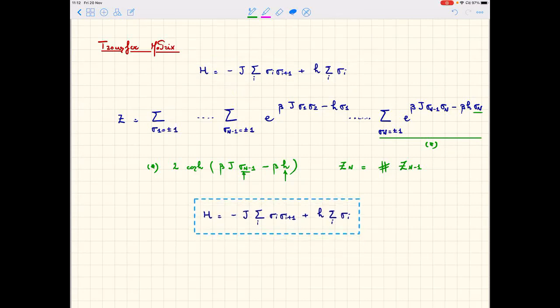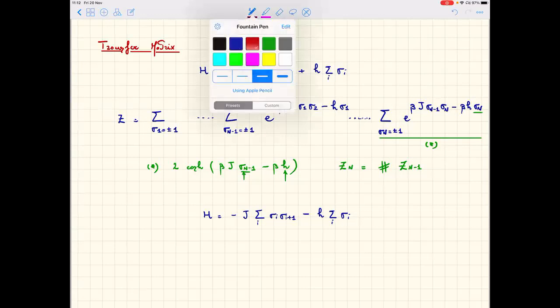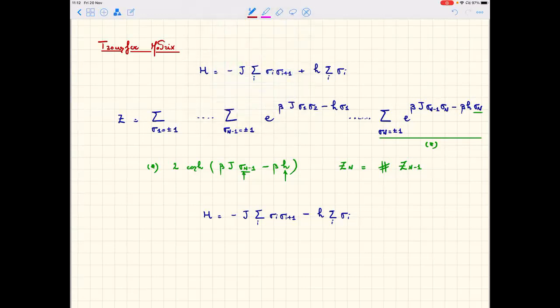And again, I will use my Ising model, let me put a minus sign here just to be uniform in the notation, as the toy model. And my method is going to be called the transfer matrix method, which starts here.